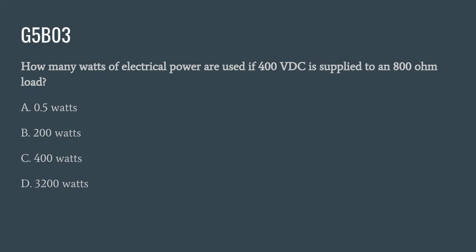G5B03. How many watts of electrical power are used if 400 VDC is supplied to an 800 ohm load? A. 0.5 watts. B. 200 watts. C. 400 watts. Or D. 3200 watts. Correct answer here is B.